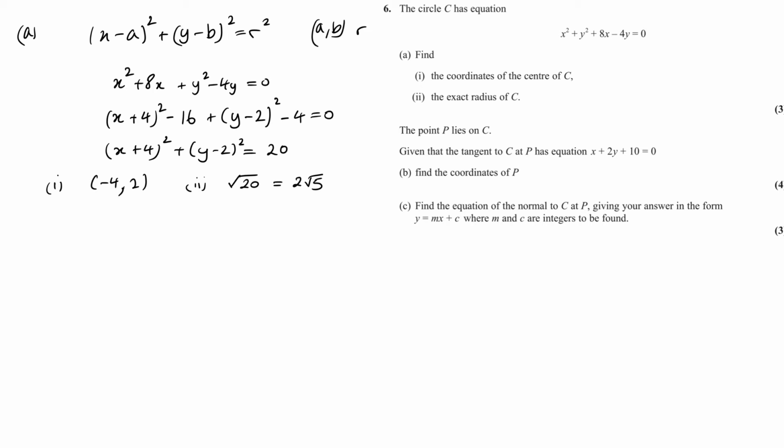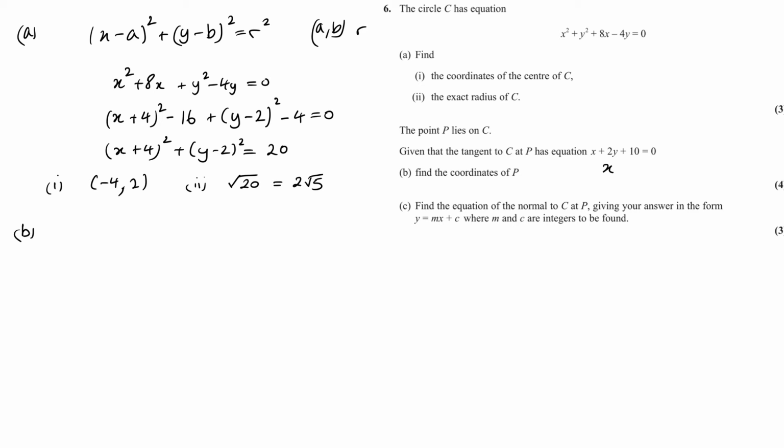Okay, now next part we have the point P lies on C, given that the tangent to C at P has this equation. So that should mean that this and this will intersect at point P. Well, you know, it certainly just touches at point P. So what I probably need to do here is I need to substitute this equation into here so that I can work out one of my values, either x or y, and then I can use that value then to find the other value.